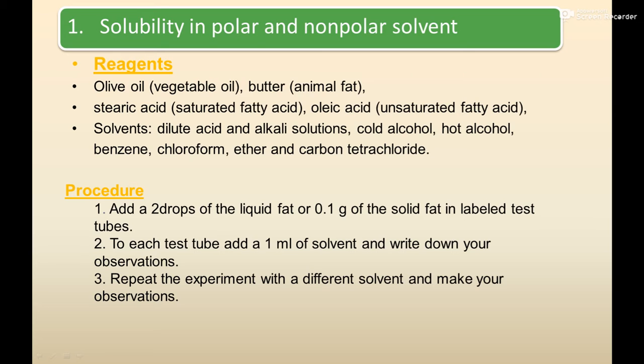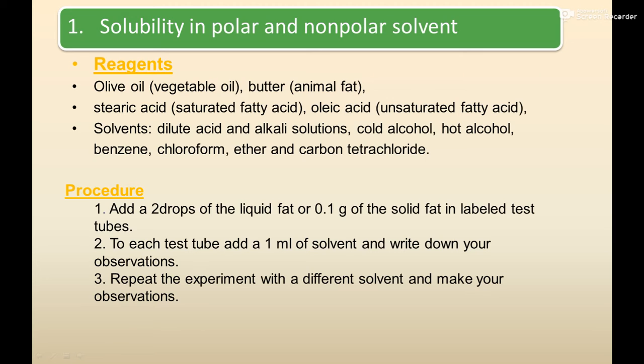So in the first procedure, there are three steps involved in order to perform this activity. First of all, we will add 2 drops of liquid fats or 0.1 gram of the solid fat in labeled test tubes. After that, to each test tube, add 1 ml of solvent and write down your observations.